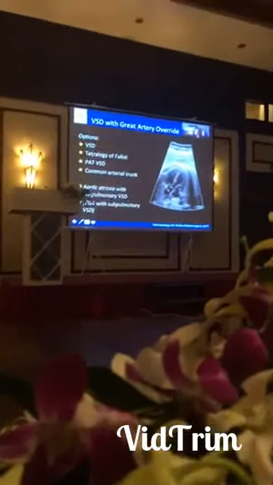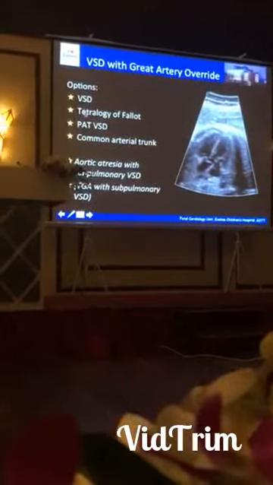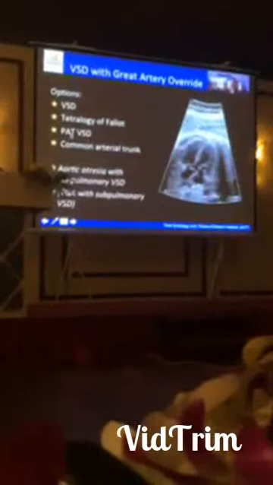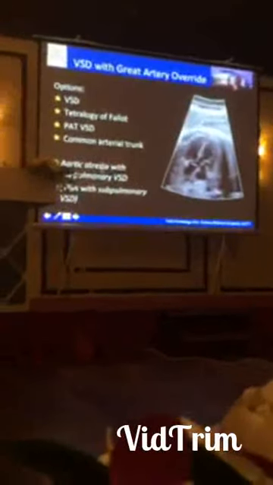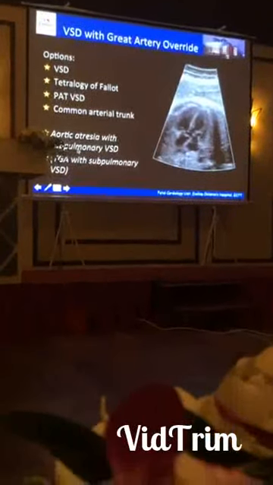Because this appearance, you can see, could be just a ventricular septal defect, it could be tetralogy of Fallot, it could be pulmonary atresia with a ventricular septal defect, and it could be a common arterial trunk. I've put these at the bottom. In these more rare conditions, you can also get override.